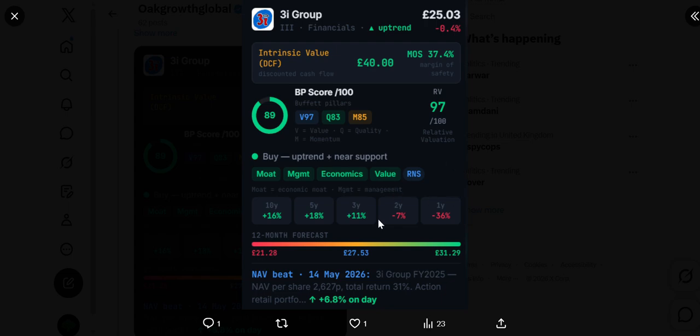And that is literally it. That is how you read a stock card. So we've got current share price, intrinsic value, Buffett score, quality, value, momentum. We've got the relative valuation, the Buffett pillars, and what it's been returning the last 10 years. And that is it.